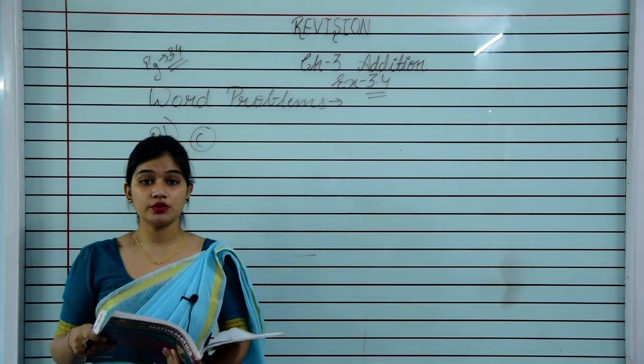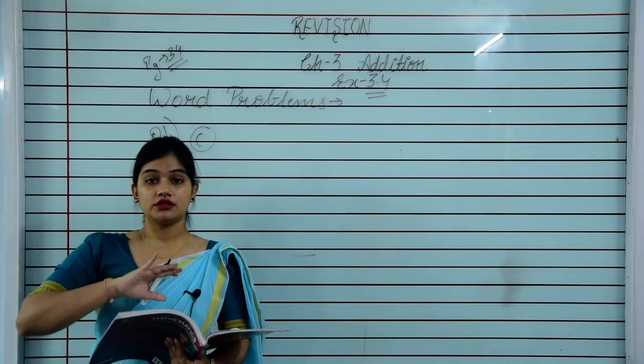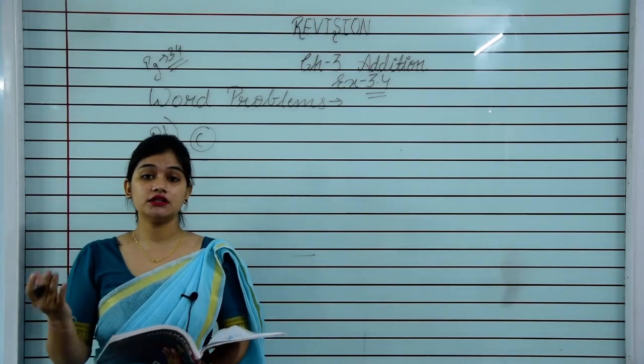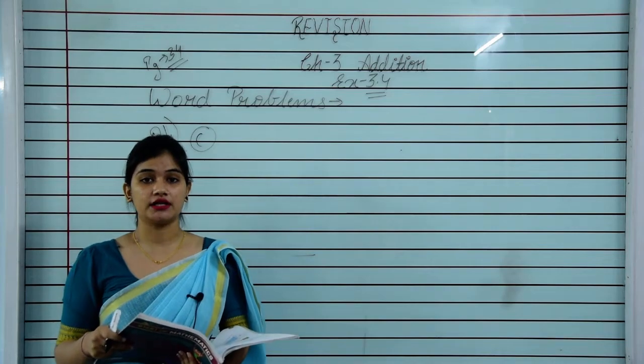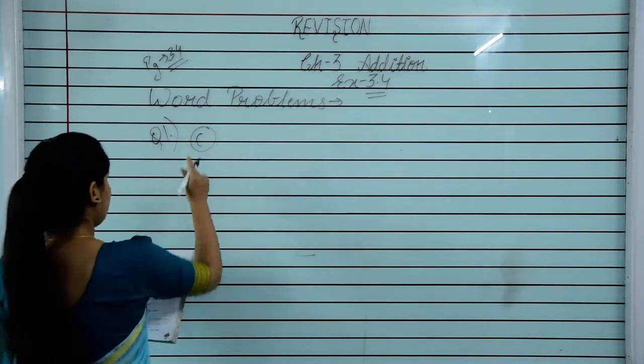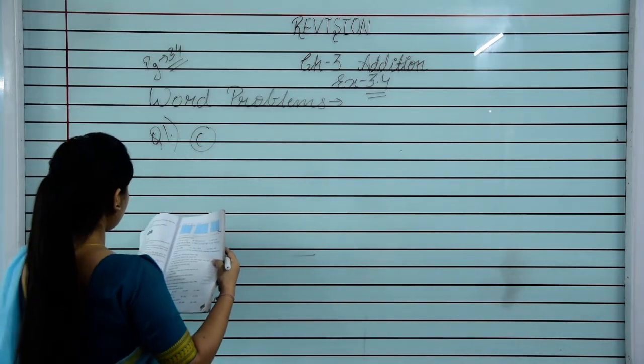What is the question asking? The question is asking total number of packets. So whenever we are finding the total, it means we have to find the sum of these three numbers. Understood? C part of this question.